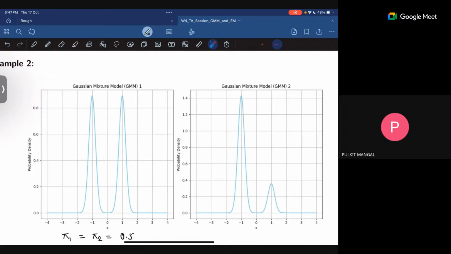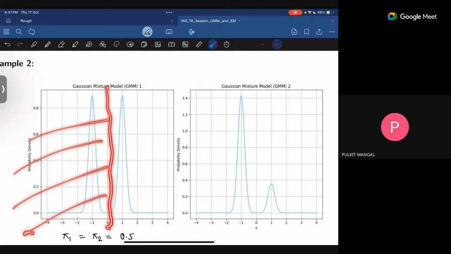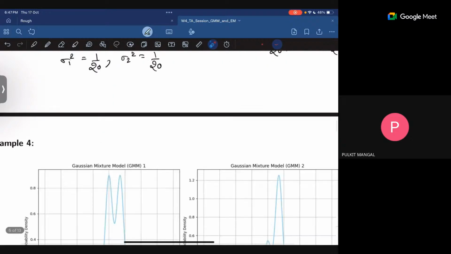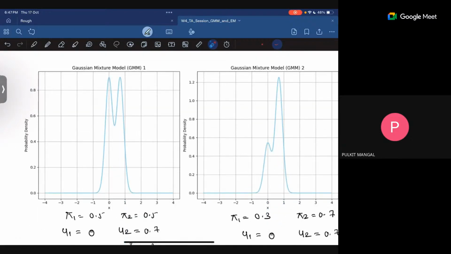They were clearly distinguishable. It's almost like you can draw one line at 0, and all the data points that are negative will come from component 1 and all the data points that are positive will come from component 2, right? From this graph you can tell. While in this it is not that distinguishable, just like in the first case, and here also it is not that distinguishable.